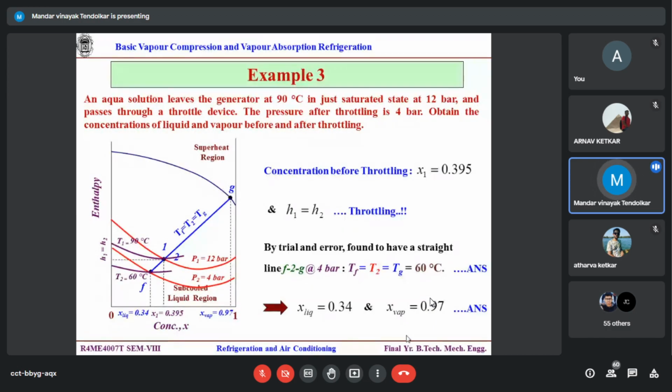Online people, are you getting X liquid and X vapor, XF and XG? I got 0.34, you make it 0.33 or 0.35, whatever. What did you get? 33. 3.2. Less. Vapor part? 9.6. 9.6 is okay.